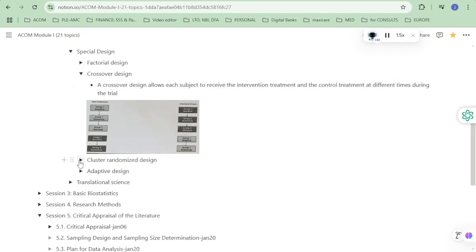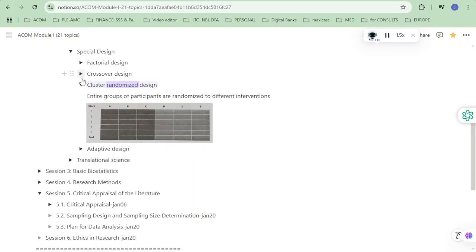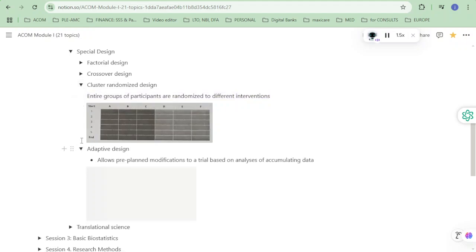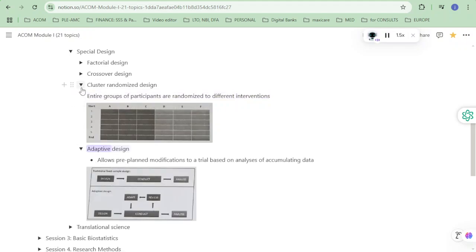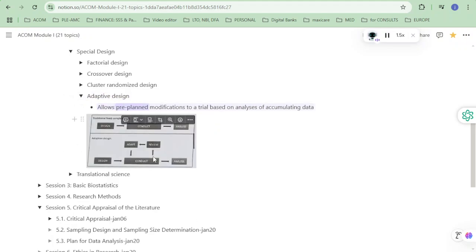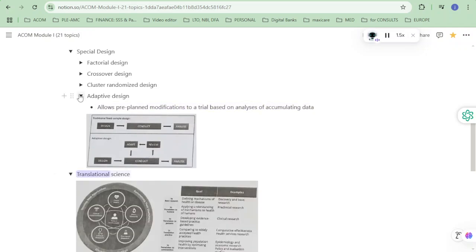Cluster randomized design. Entire groups of participants are randomized to different interventions. Adaptive design. Allows pre-planned modifications to a trial based on analyses of accumulating data. Translational science.